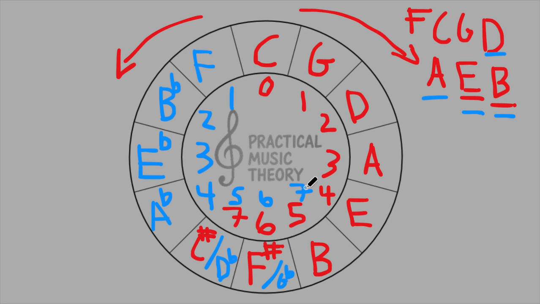Or if I'm on D, I can go D, E, F, G, and I run into G flat. And lastly, B, I can do the same thing. B is the same as what flat? And the answer is C flat.